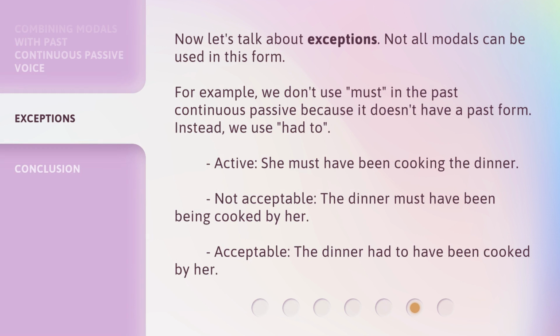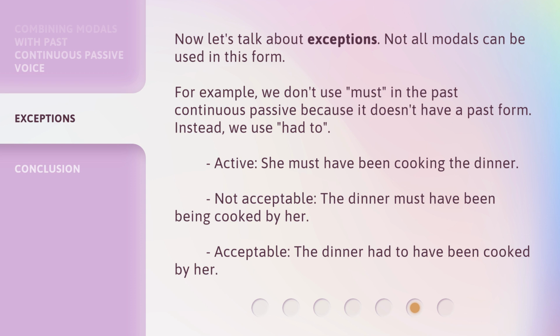Now let's talk about exceptions. Not all modals can be used in this form. For example, we don't use must in the past continuous passive because it doesn't have a past form. Instead, we use had to.